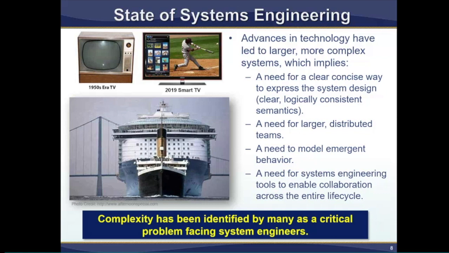I know when I was a chief architect, I had some of my teams here in Virginia, and some of my team was in California, right? So we have to have a way to share that data across it. We also have to have a way to look at emergent behavior and to model emergent behavior. And I think we could do a little bit better job of that in the systems engineering community than maybe we have in the past.